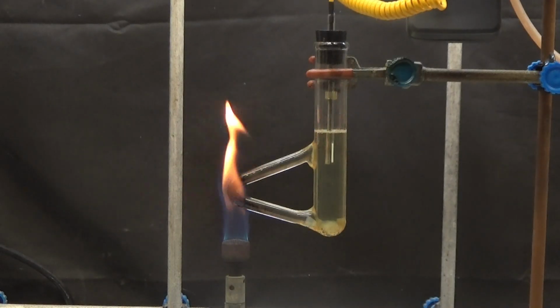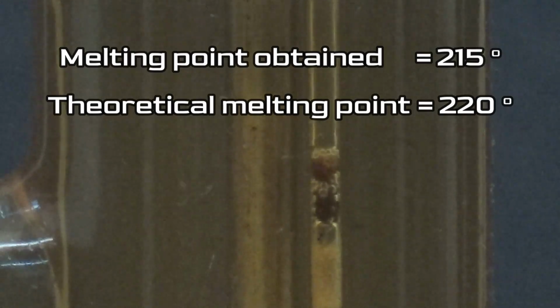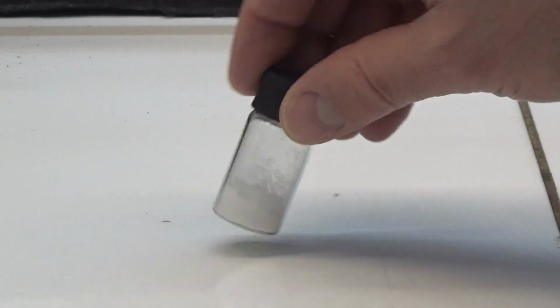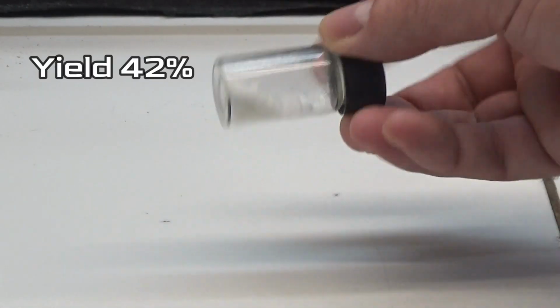The melting point obtained was 215 degrees, the theoretical melting point is 220 degrees. A quite correct melting point. The yield on this operation was 42%.